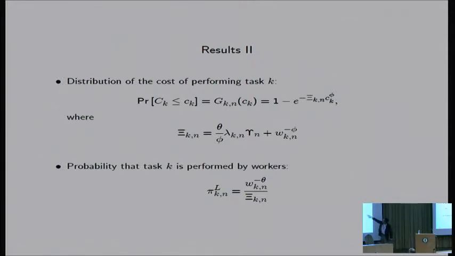And that turns out to have this form, 1 minus e to a parameter given here. And to walk through the two parts of that parameter, the first part has to do with the rate of arrival of the intermediates, and the second has to do with the wage of labor. So if labor becomes more expensive, it's less likely that you can get your task done at a cost less than CK. And then this result also gives you the probability that at the firm level any given task will be carried out by a worker, and it's just the wage.